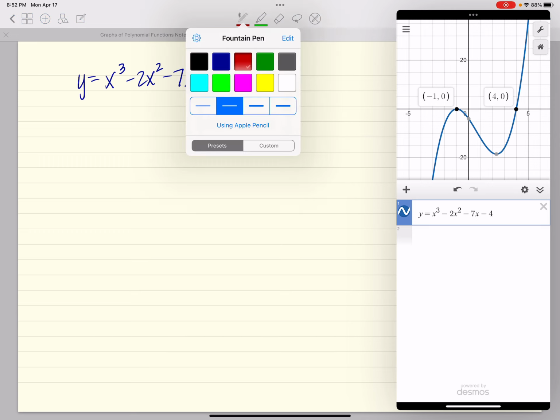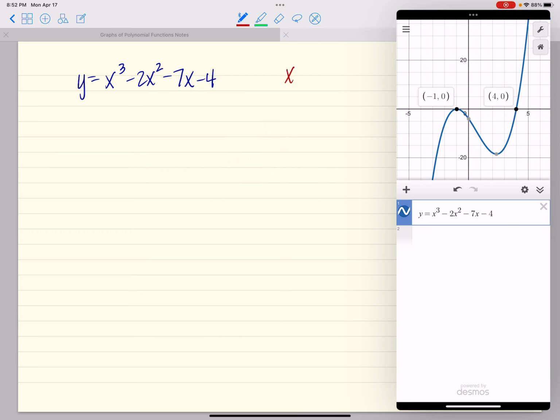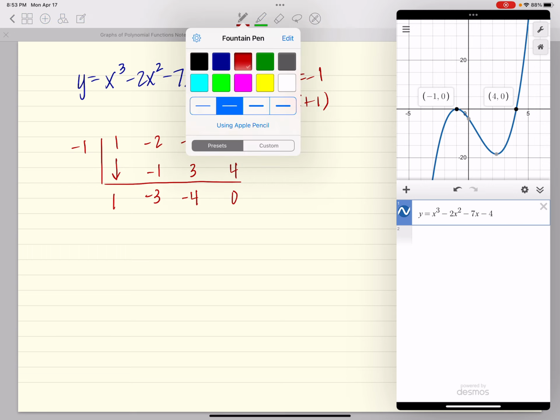So we know from our graph that -1 is a solution, which means x plus 1 would have to be a factor. So what I'm going to do is take the polynomial that I have here, and I'm going to divide that factor out. So I'm going to use synthetic division, put my -1 outside of the box, and then 1, -2, -7, -4 inside the box. Bring this down, multiply, I get -1, add, I get -3, multiply, I get 3, add, I get -4, multiply, I get 4, add, I get 0.